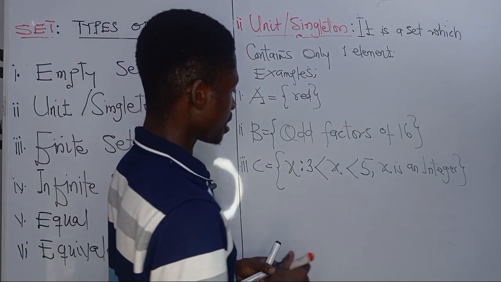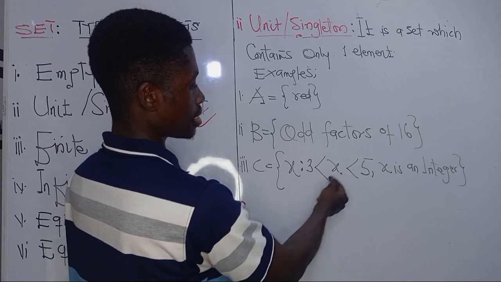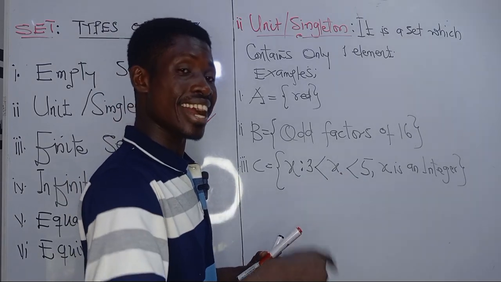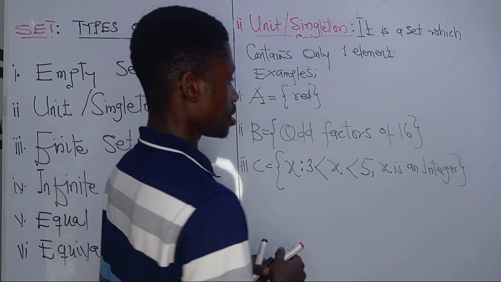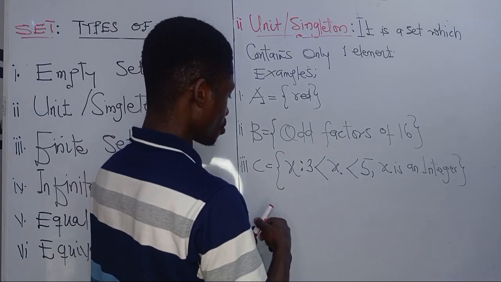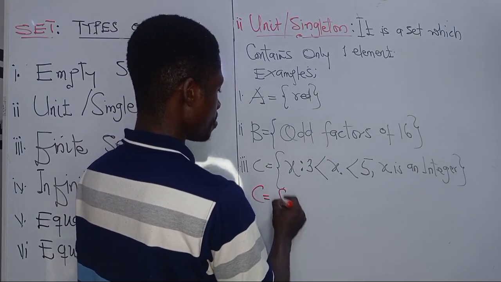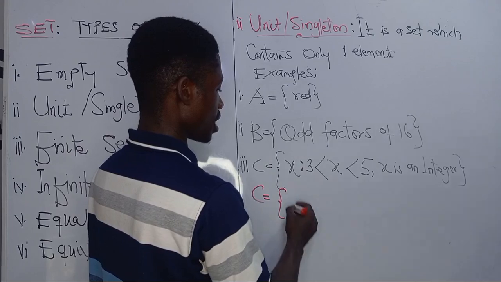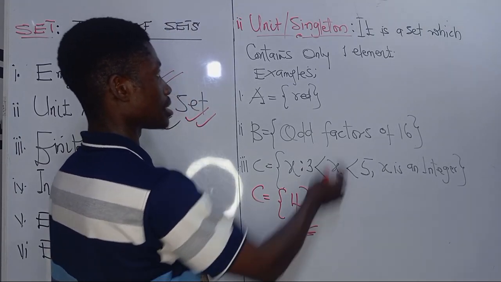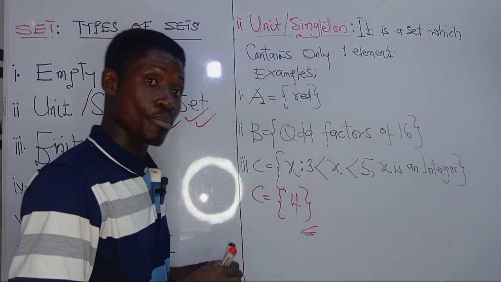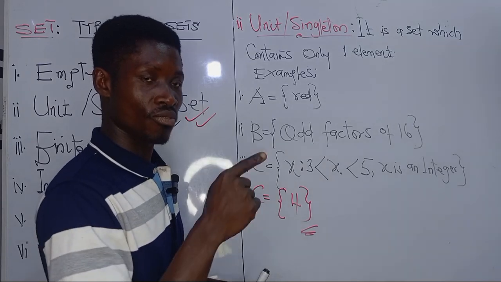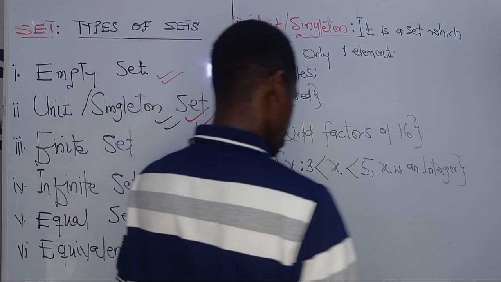So an example we can also talk of. We also have another set. C is the set of x such that x is greater than 3 and x is less than 5, where x is an integer. Good. So you know that integers are positive and negative whole numbers. So if you are to list the elements for set C, you realize that we are going to have only 4. And this set becomes what? A unit or a singleton set because it contains only one element, which is 4. Good. Let's take another one.